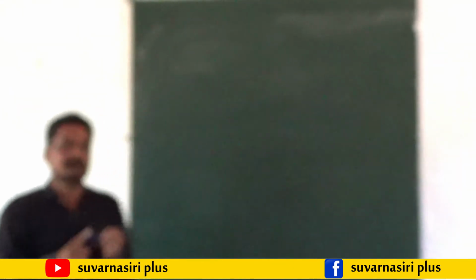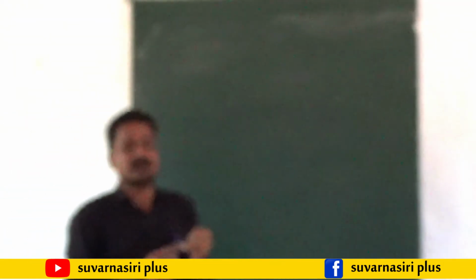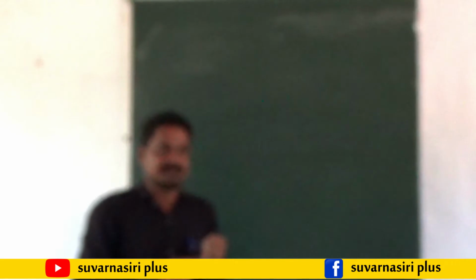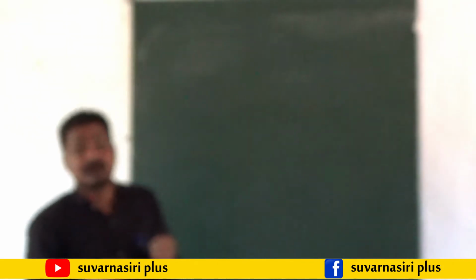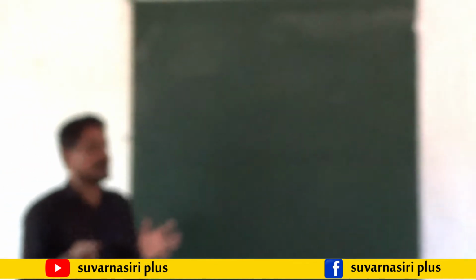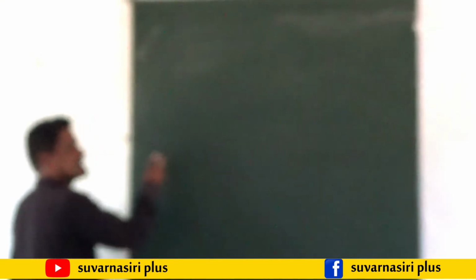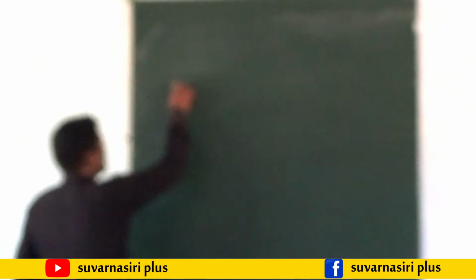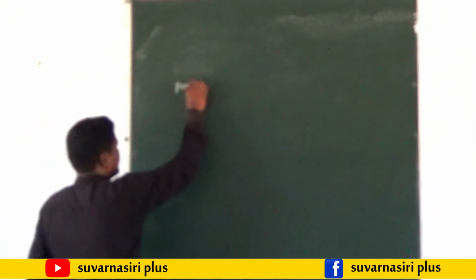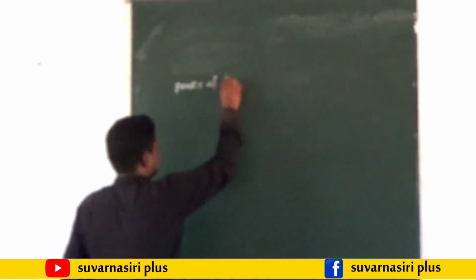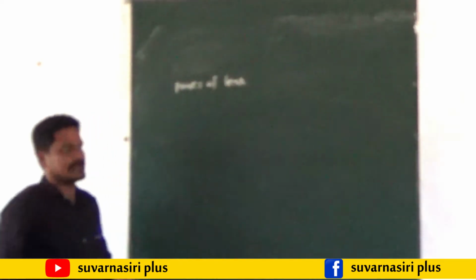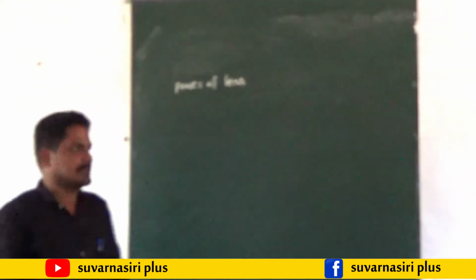There are two types of mirror, concave mirror and convex mirror. And next we have to study about a lens, concave lens and convex lens. So these are the important topics. And last, the final topic of this lesson is what is that? Power of lens. So what is power of lens?